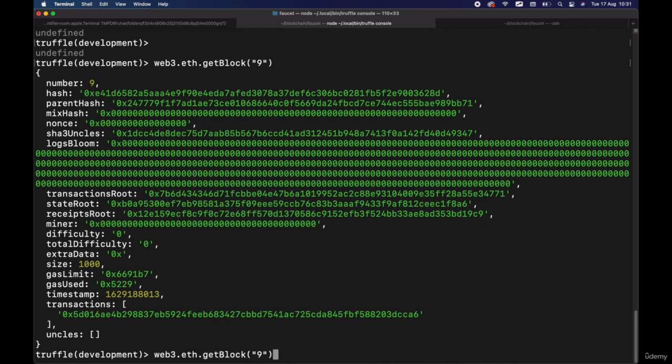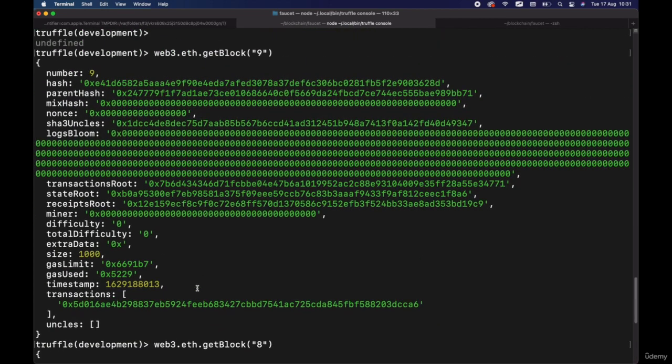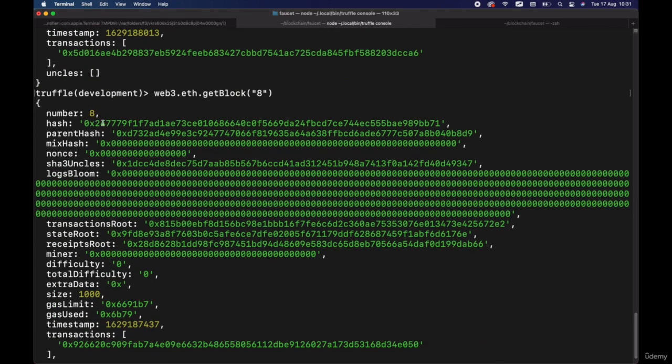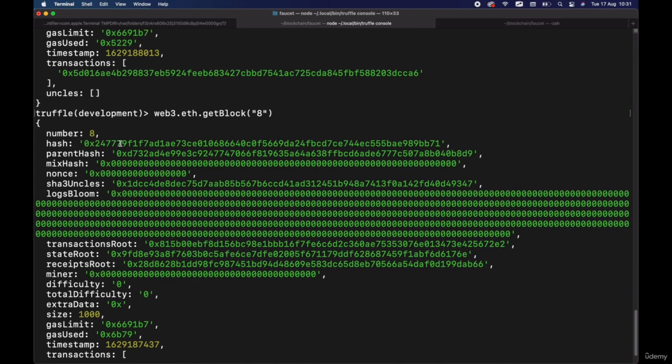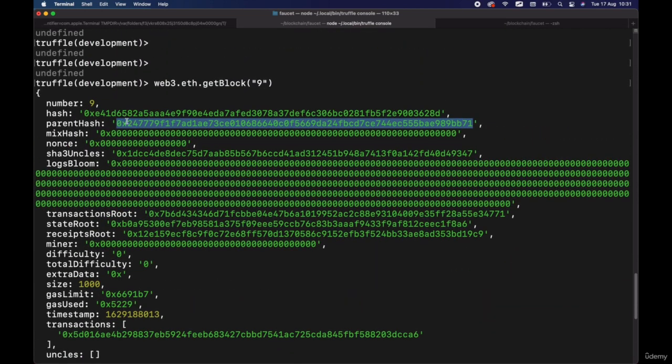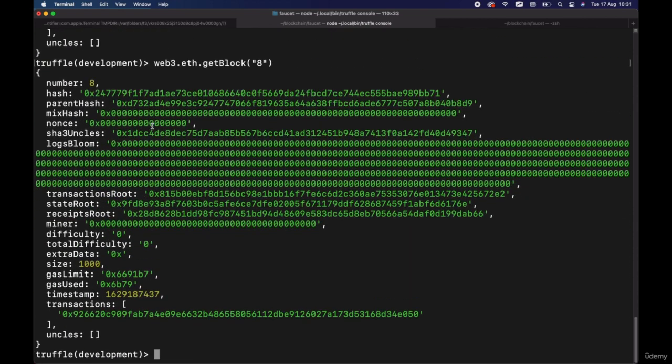Let's get block number 8, and I will compare the parent hash here. This parent hash will be the hash of the previous block. So 24777, and you can see here the parent hash is 24777. This means that the blocks are linked to each other. The new block points to the previous one, and this previous one points also to the previous one. This parent hash will be the hash of block 7.